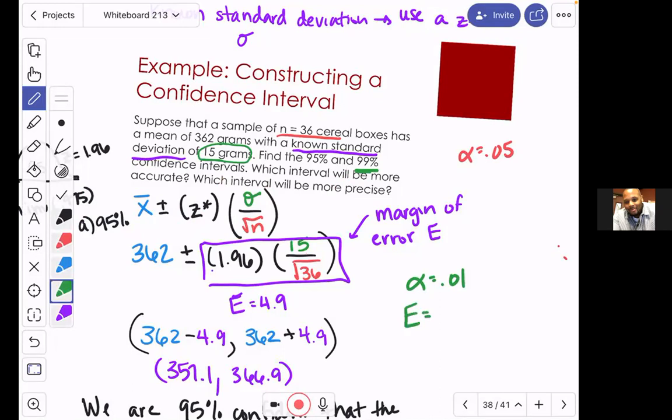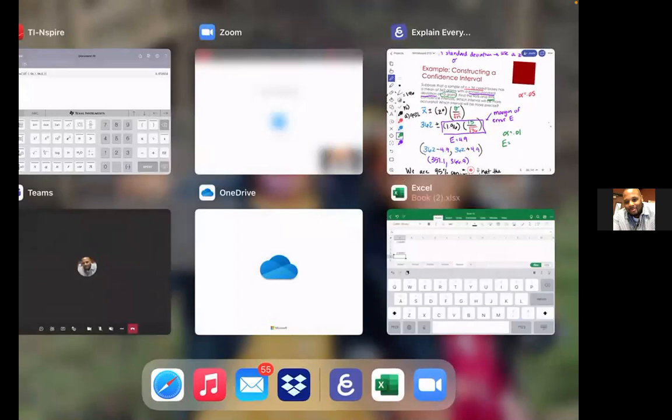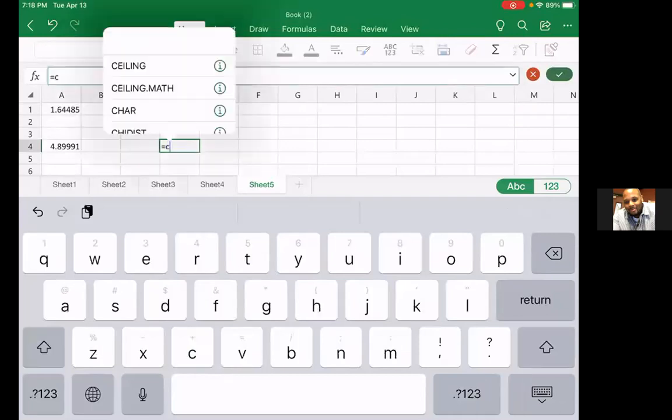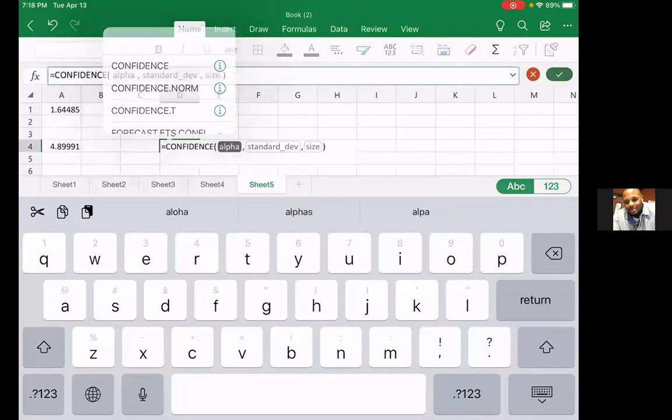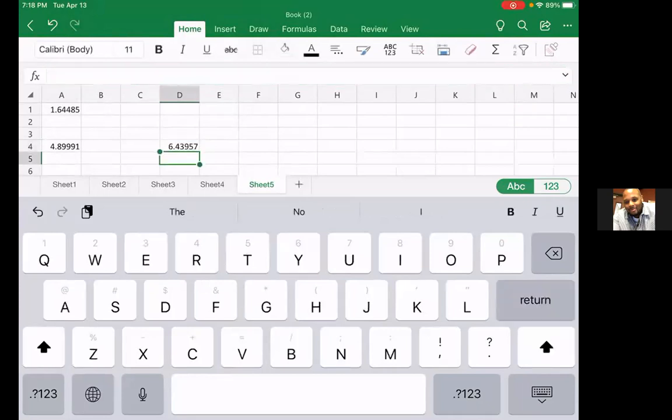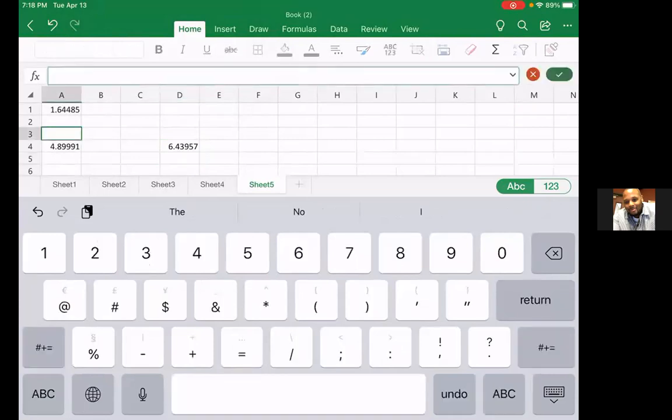So when I do that in Excel, all I do is, again, equals CONFIDENCE. Confidence is going to calculate the margin of error. And so my alpha here is 0.01. My standard deviation is still 15. My sample size is 36. Calculate that. First off, let's talk about these two values real quick. This value right here was the 95% confidence interval. This value right here is the 99% confidence interval.